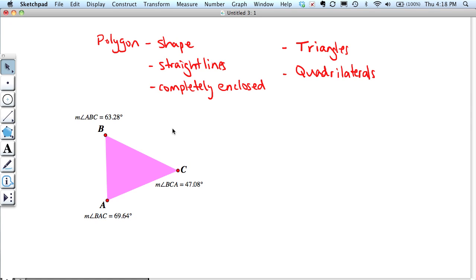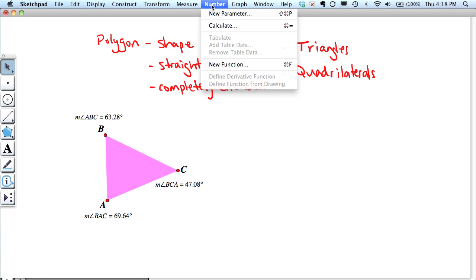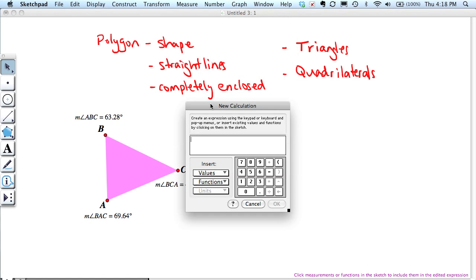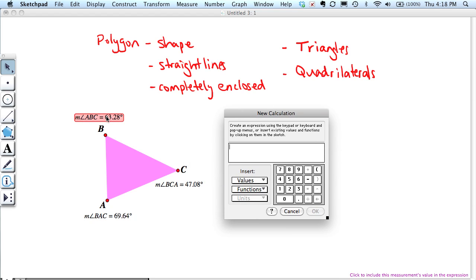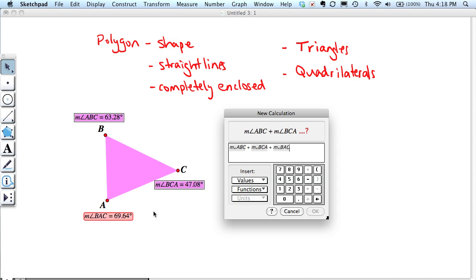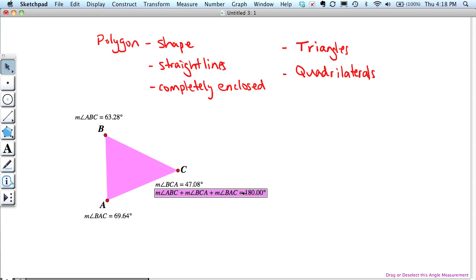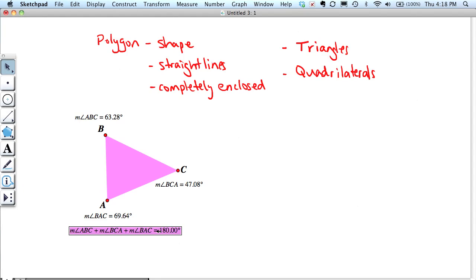Now that's fine, but what's more useful for us is to actually add those together. So I can do that by calculating, but instead of typing in the numbers, I'm just going to click on the value. So I want to measure angle B plus angle C plus angle A. And if I do that, I get a sum total of 180 degrees.